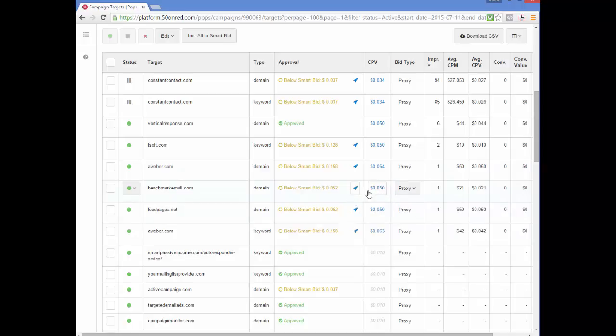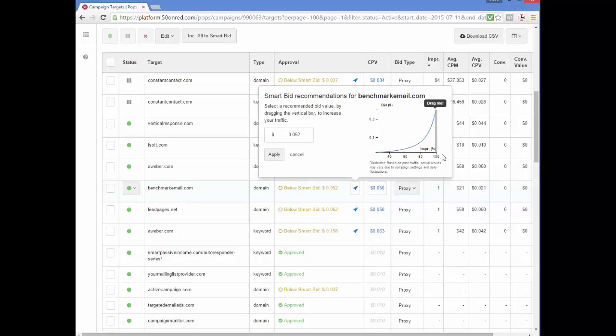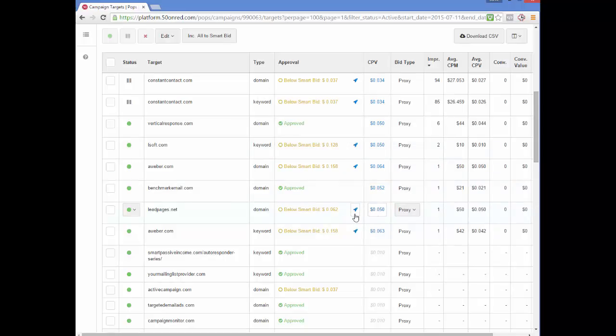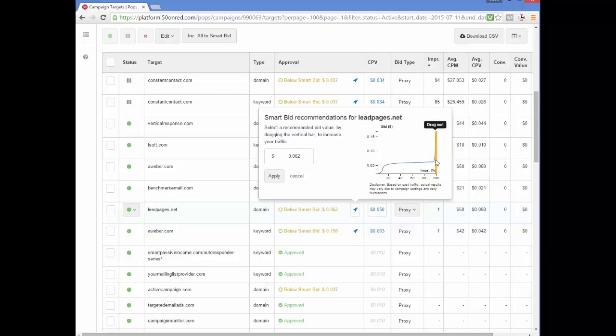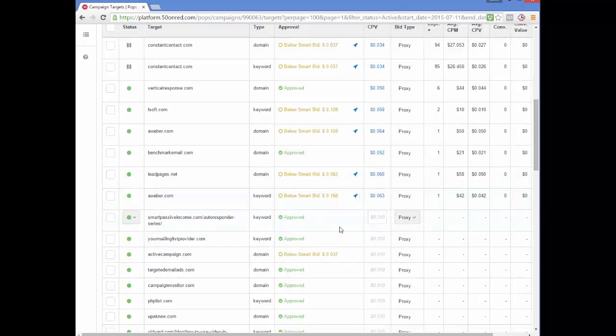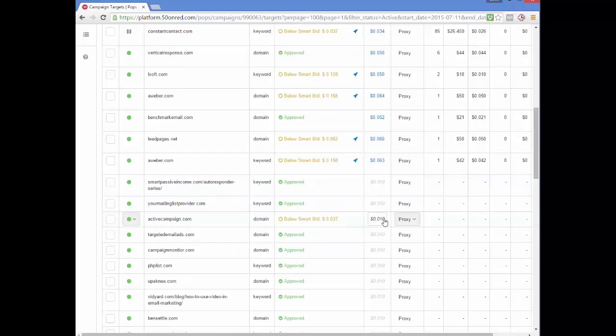Benchmark email. Okay, this one's really close to the smart bid. So we can just run it up 5.2. That's fine. We'll be at smart bid. And lead pages is pretty close as well. We're bidding 5 cents. Which really doesn't give us very much traffic at all. You got to go all the way up to, well, if we do 6 cents, we're at about 70% traffic. Why don't we do 6 cents for now? And then as we go down, we can see some more. Well, this one is pretty close. Let's just do 3.7 cents. That's fine.